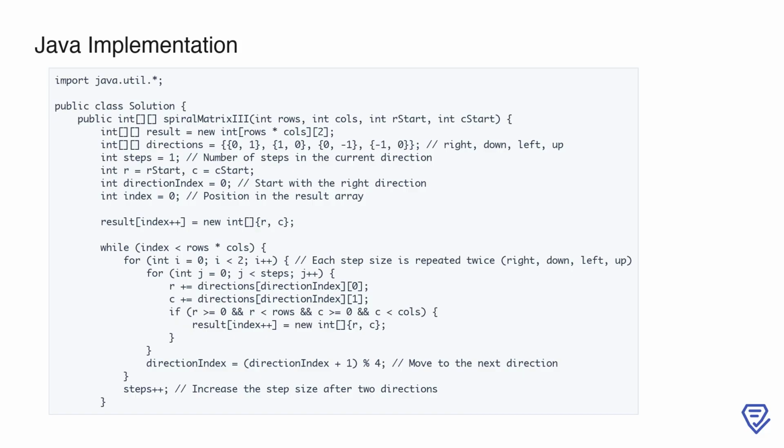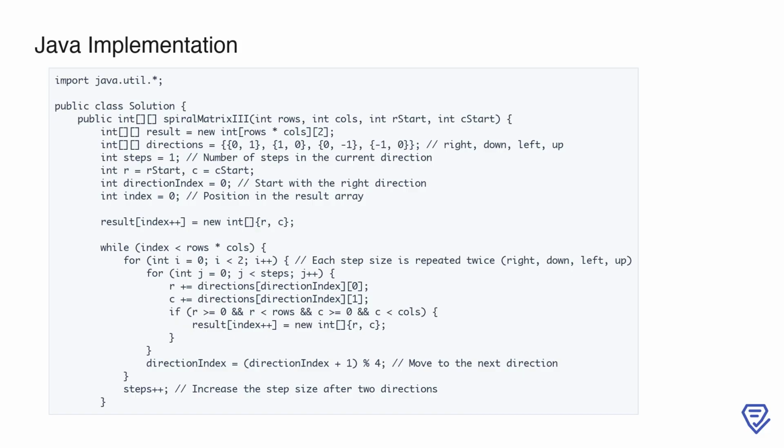Here, we're implementing the Spiral Matrix III problem in Java. First, we declare the method spiralMatrixIII, which takes the number of rows and columns in the matrix, as well as the starting row and column. We initialize a result array to store the coordinates of the spiral traversal, with its size equal to the total number of cells in the matrix.